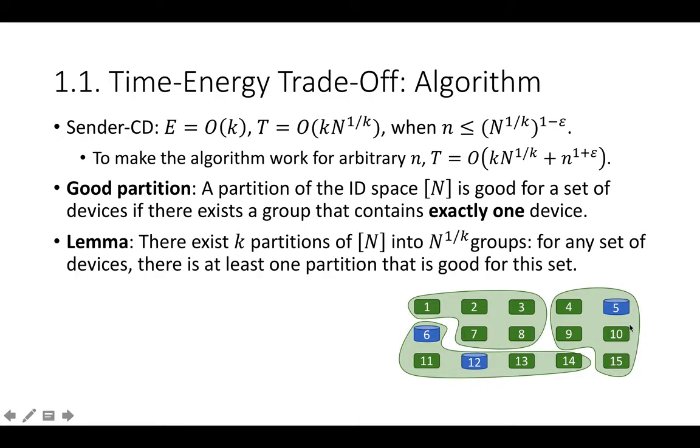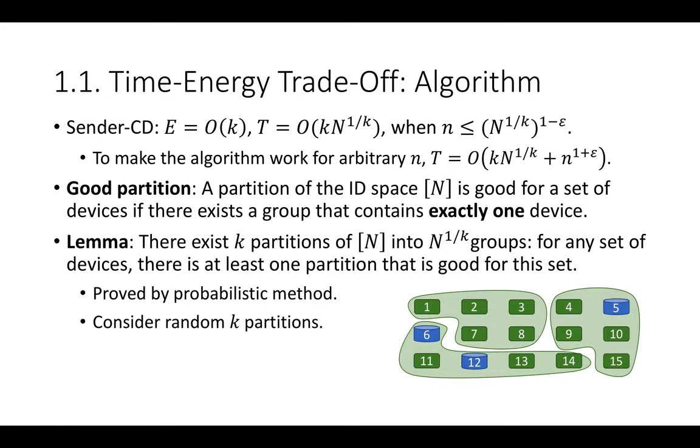We prove a lemma that says that there exist k partitions of the ID space into n to the 1 over k groups, such that for any set of devices, there exists at least 1 partition that is good for this set. This lemma is proved by probabilistic method. So we prove that the probability that random k partitions satisfy this property is non-zero. So there must exist such k partitions.